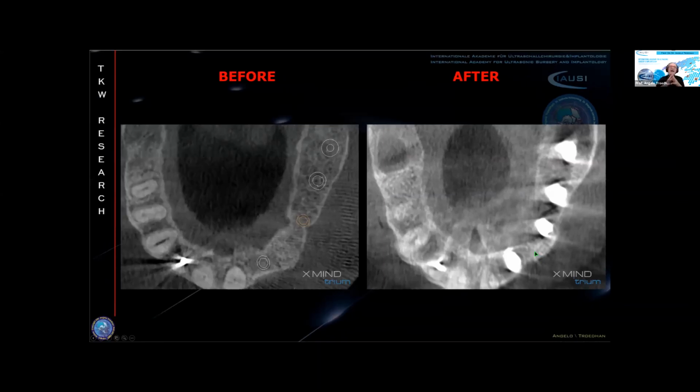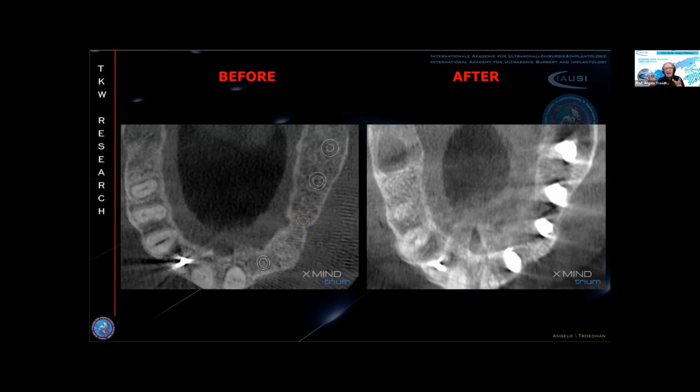Of course, if you want to invest additional money, or if you are lucky and you already have it, because at this time I didn't have the model, or the software at this time was not able to create the surgical guide. But nowadays, if you get the newest generation of X-Mind Trium, you will be able to construct your surgical guide by yourself. You spare a lot of money that you would otherwise have to give to a company, so the money stays in your own pocket.